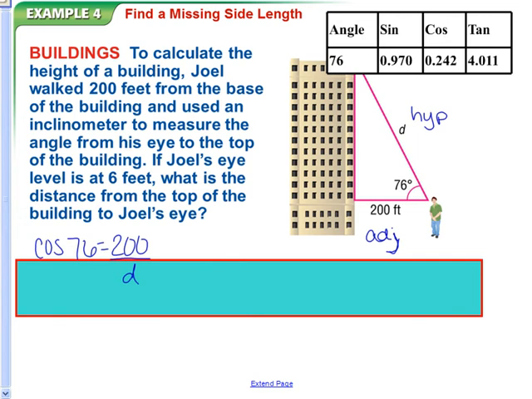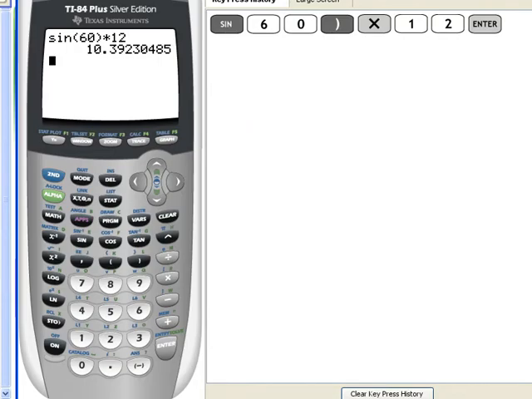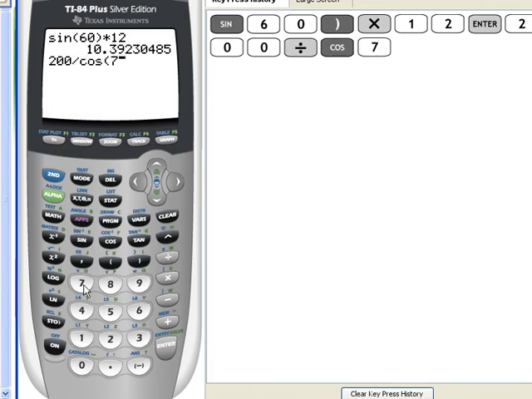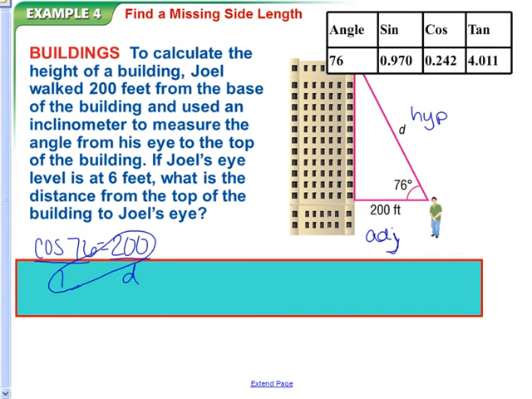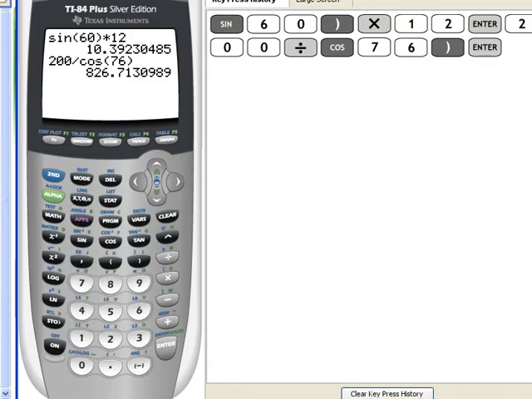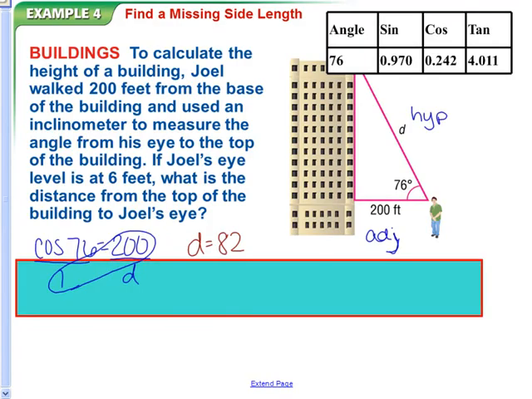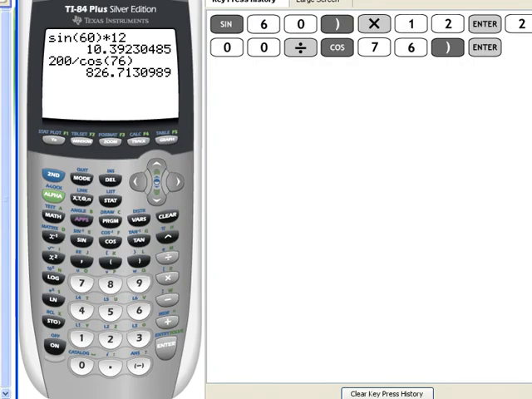All right, how are we going to solve this? We're going to need to put this over 1 and cross multiply, so 1 times 200, then divide by the cosine of 76. So 1 times 200 is just 200, divided by cosine 76. And our answer is 826. Let's see, I better double check my rounding. If we were rounding to the nearest tenth, does it say what to round to? No, let's go to the nearest whole foot. So then that would be 827.